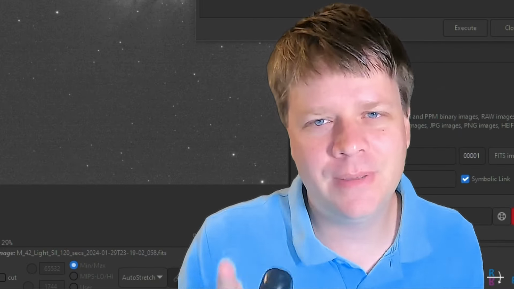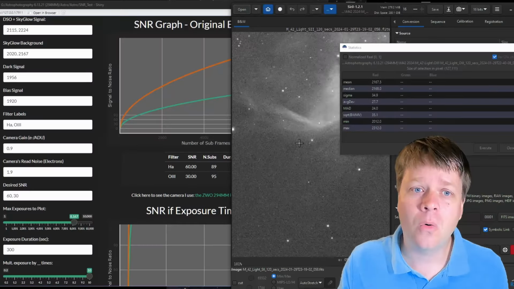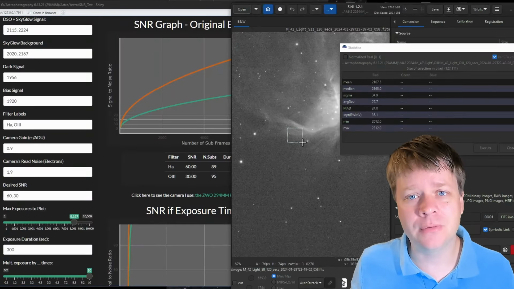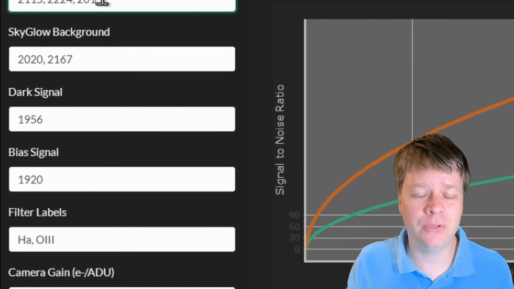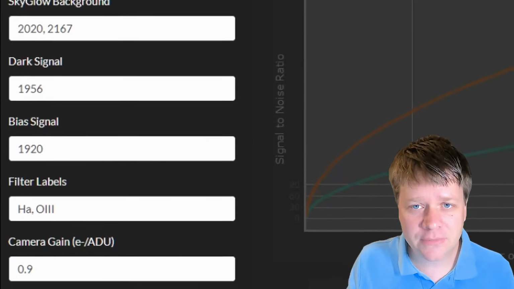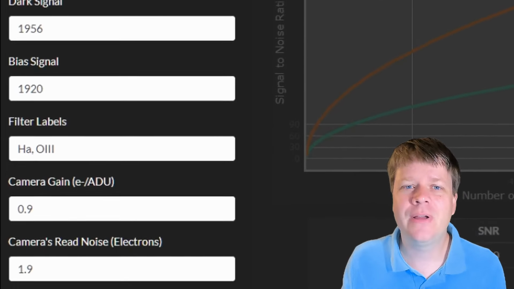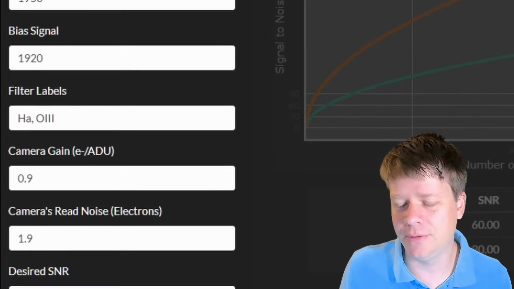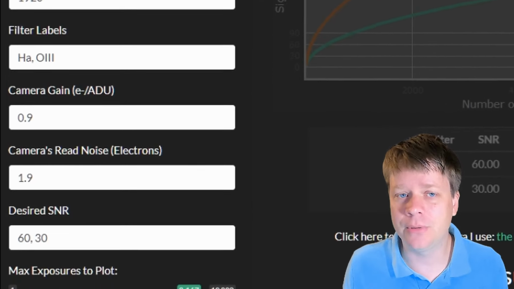It is extremely important that each box should have either one value in it or the same number of values as the filter label box. If a box has one value in it, that value will be used in all the calculations. And that's fine if and only if the values are the same across all filters. So if your bias signal is the same across all filters, which it should be if you're using the same camera, you don't need to input the same value multiple times.